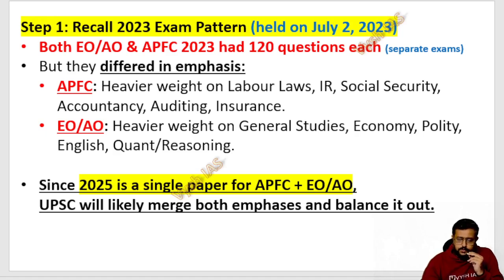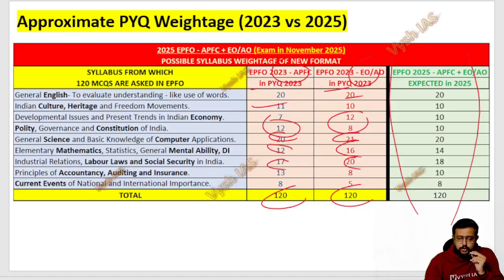So this is the weightage: heavier weightage on labor law, IR, social security, accountancy, auditing, insurance, and all these things. And in the EO paper, it is more of economy, polity and all. Because it's combined, we cannot exactly predict, but still I showed you how the weightage will be. You have to prepare according to that, and see to it that you are strong in at least those sections which are comfortable for you, and get to that cutoff.